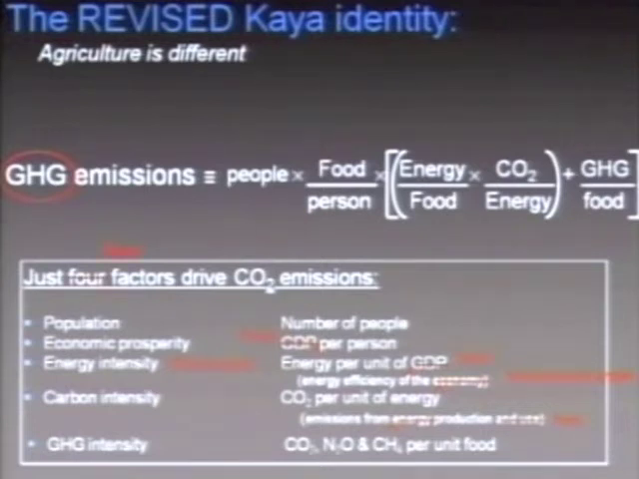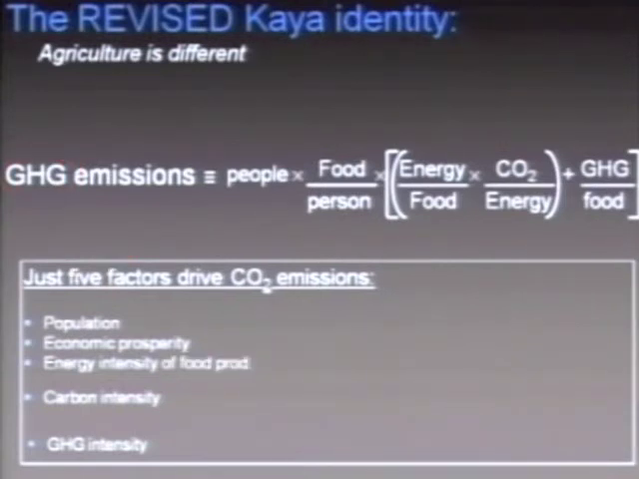So it's really 5 factors that are important for agriculture. The population is important. The prosperity, how much food we consume, is important. And as Graham mentioned, in the future we're going to need more food. Populations are growing. As people become more affluent, they want to consume more food, and different food that requires more inputs to produce. And the sources of energy that we use in agriculture are important, and the amount of energy that we use, but also this last term, this idea of greenhouse gas intensity, the greenhouse gases produced per unit food, is important.